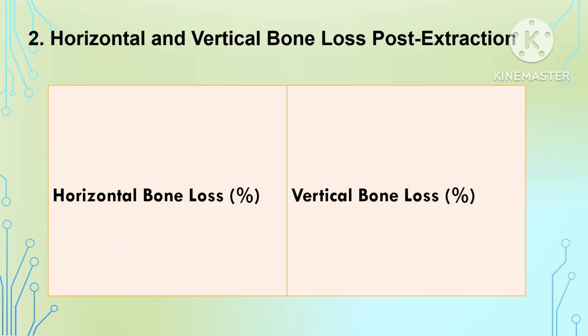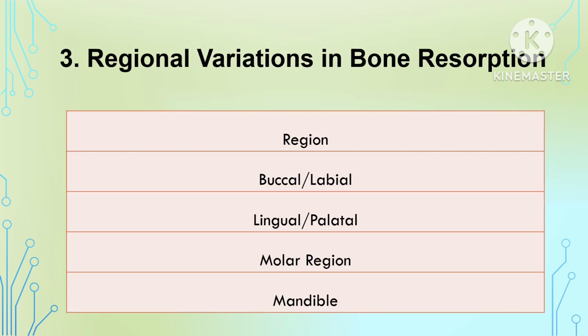If we compare the horizontal and the vertical changes, then the horizontal changes are more in comparison to the vertical changes. So width decreases more in comparison to height of the alveolar ridge. If we look at the regional variation, then the molar region resorbs more than the premolar region, and it is more pronounced in the mandible compared to the maxilla.